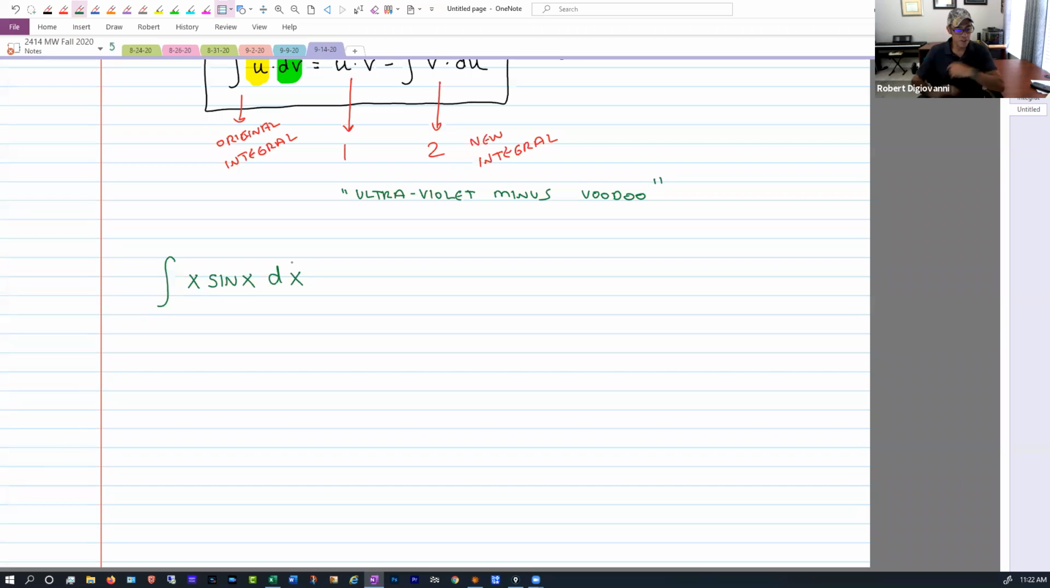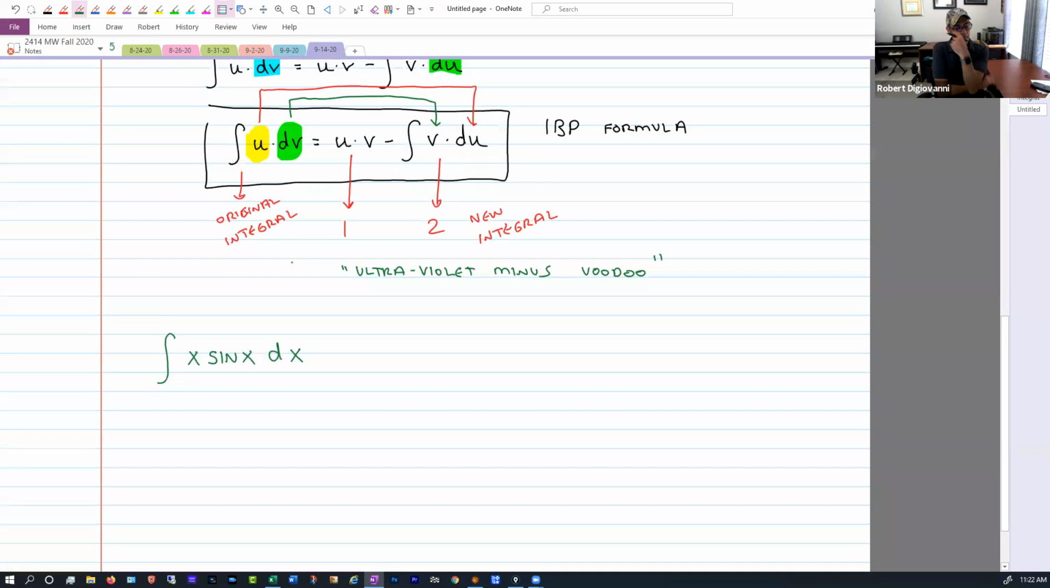Now, if we're going to use integration by parts, we have to decide which of these pieces in the integrand is our u and which one is our dv. Okay, so we have to pick the yellow and the green here. We have the freedom to do that. We get to choose. Now we have multiplication happening here, right? It's x times sine x times dx. So I have a question. What would you like to choose to be your u? And I'd like some reasoning behind it.